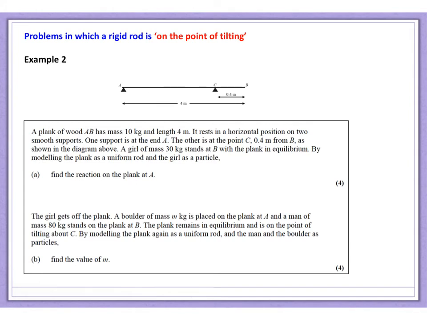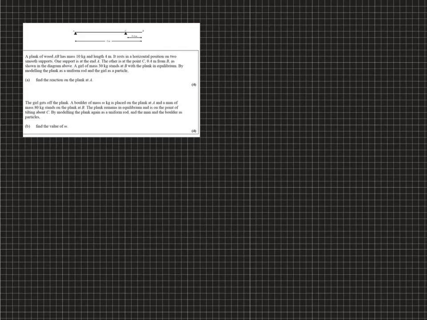Right, example 2. Make sure again you read through the question really carefully before we start it together. So, information. We have a plank of wood, AB, with mass 10 kilograms and length 4 meters. So here is my plank of wood, and it's AB, it's pivoted at point A, and it's also pivoted at point C as well.